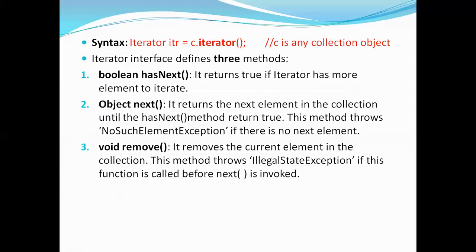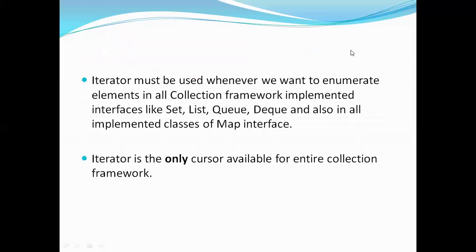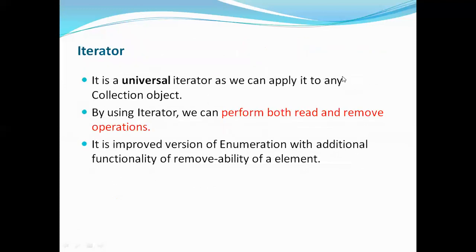Now let's see the syntax of using this iterator. We have seen a syntax for enumerator; even for this iterator we have a syntax. The syntax is Iterator itr = c.iterator(). If you have seen in the previous case, we wrote Enumeration e = v.elements(), where v stands for vector, whereas here Iterator itr = c.iterator(), where c stands for any collection object. We have seen that it is applicable for all the collections.